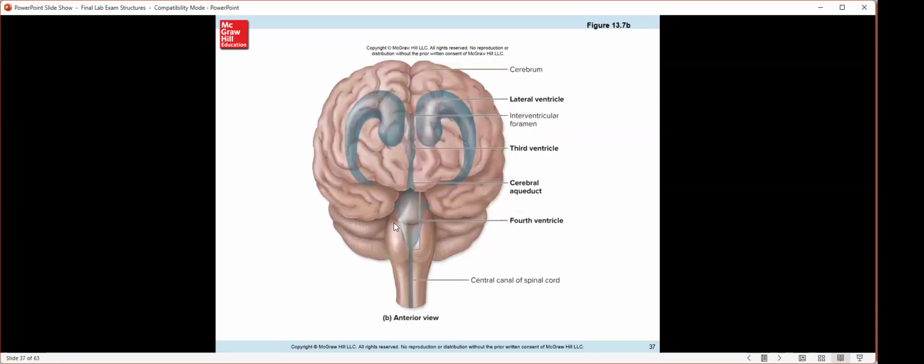Those are just some different views, right? We've got the two lateral ventricles, also called the lateral horns. We have interventricular foramen, third ventricle, cerebral aqueduct, and fourth ventricle from these different views.